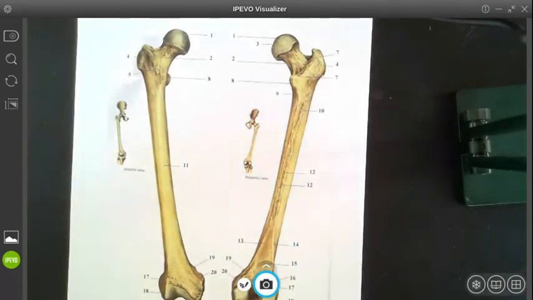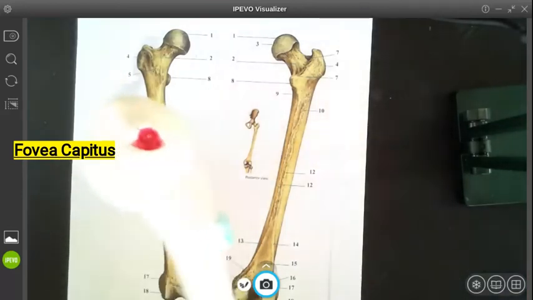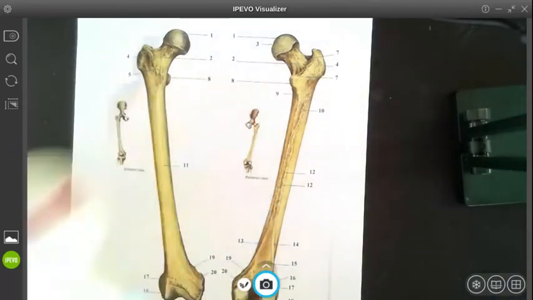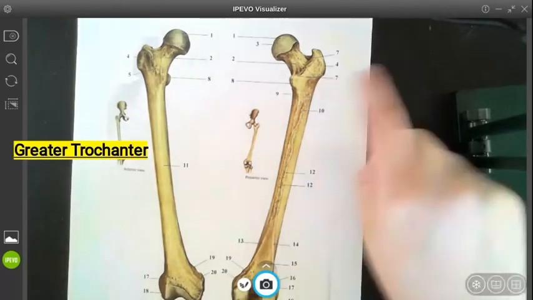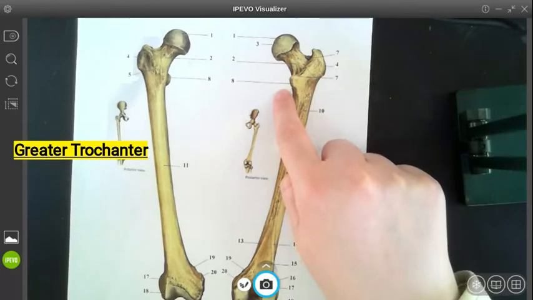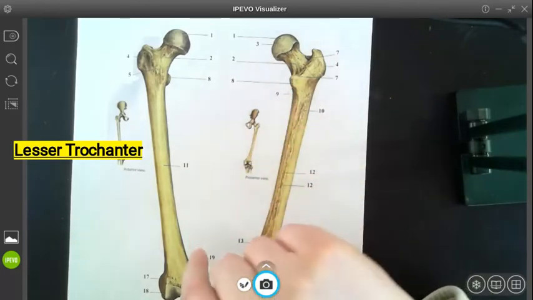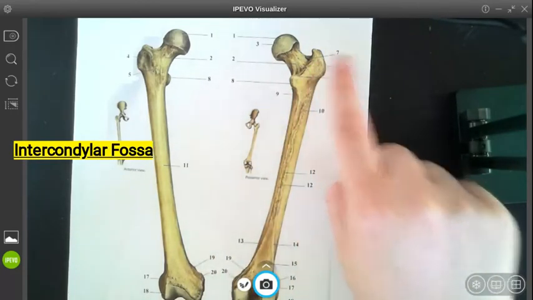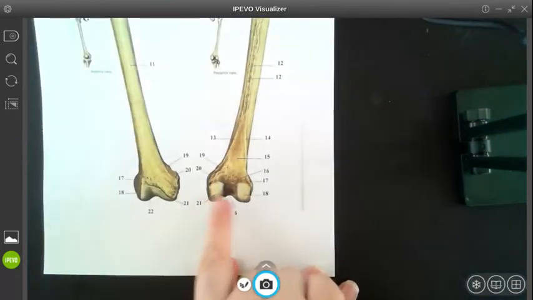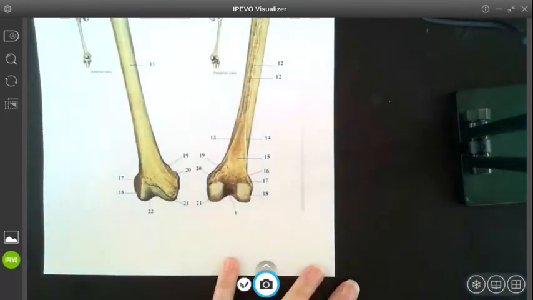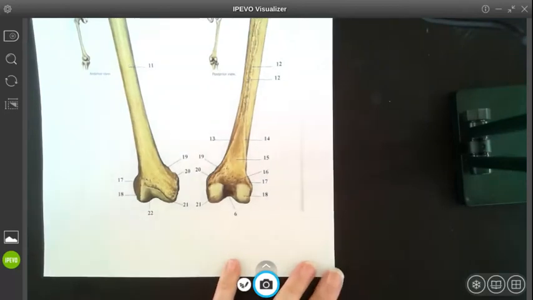3 is pointing at the fovea capitis, which again is the red structure here, that fovea capitis. Number 4 is pointing at the greater trochanter, and then number 8 is the lesser trochanter. Number 6 is down here, that's the intercondylar fossa. These are actually condyles. We have condyles and epicondyles on the femur.